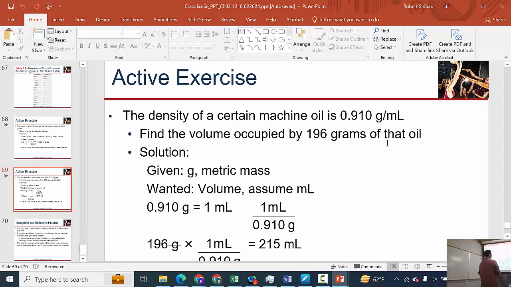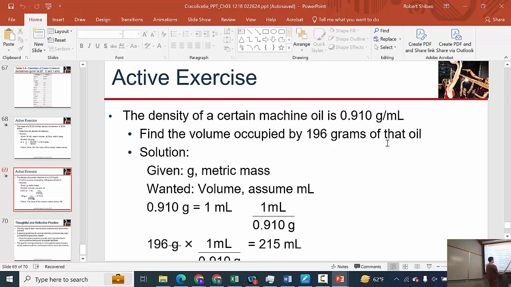The density of a certain machine oil is 0.910 grams per milliliter. So again, 1 milliliter is infinite, and we have 3 sig figs here. This 0 is not significant, this 0 is significant because it's after a decimal and after a non-zero. So that's 3 sig figs.